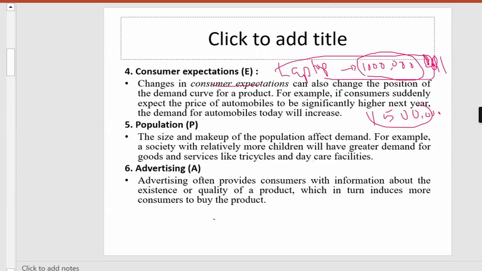Umeelewa? Kwa mfano watoto wakizaliwa sana sasa hivi, maana yake mahitaji ya watoto yatakuwa ni mengi. Watoto wasipozaliwa, facilities for children will what? It will decline. I'm just saying, how does this affect what? Demand. You understand? Eh? Yes, Doctor. If there are so many elders in that particular place, the demand for what? The facilities for elders will increase. The demand for those facilities will increase. For elders will increase, right? And the opposite is true.